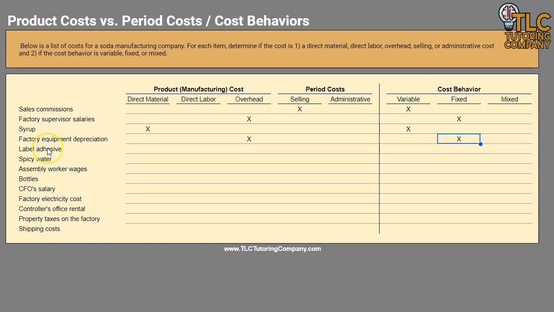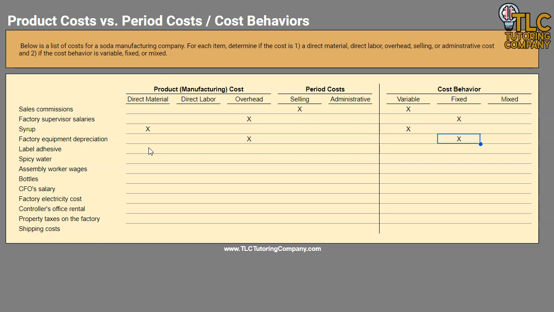The label adhesive. All right, so this is a little bit of a tough one in my opinion. Label adhesive, so it has to do with the factory manufacturing the goods. So we know it's a product cost. Now, is it direct material?